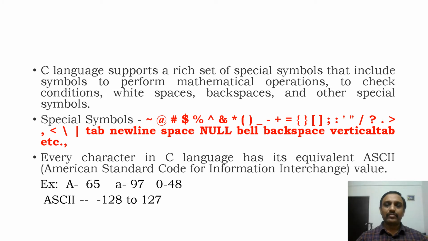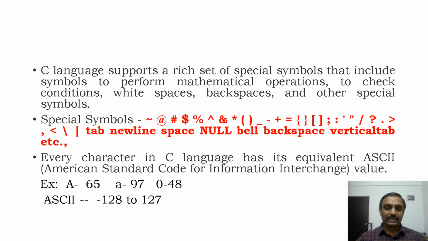So alphabets are both capital letters and small letters. Digits are 0 to 9. Then the special symbols are dollar, ampersand, percentage, like that, which are present on our keyboard. And we can take white spaces also as special symbols, backspaces, all other special symbols we can take as special symbols in C language. And every character in C language has its equivalent ASCII value.